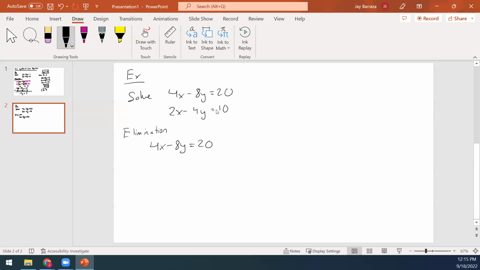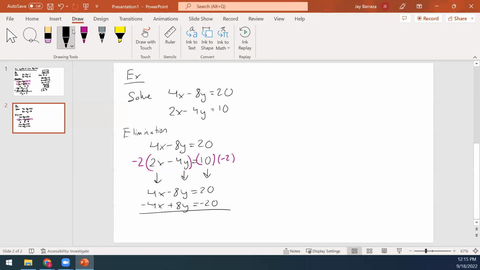4x minus 8y equals 20, and then 2x minus 4y equals 10. In this problem, I only need to change one of the rows. I'm going to change the bottom row and multiply it by -2. I would never divide, because you don't want fractions. Are there problems where you can divide? Yes, but generally speaking, multiplication is more desired. So I get -4x plus 8y equals -20, and if I add them together, I get 0 equals 0.